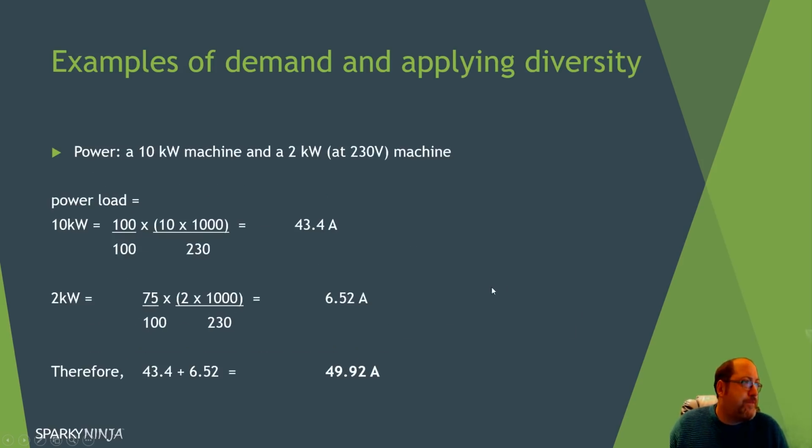So 100% is 100 over 100 of 10 kilowatt over 230 is 43.4, and 2 kilowatt is 75% of 2 kilowatt over 230 is 6.52. Alright, I mean, if you're confused with how to do this, just do this: 10,000 over 230 times 1 and 2,000 over 230 times 0.75. That's the easiest way to calculate them if you find it harder. Okay, so therefore we're adding these together, and the power with diversity applied is 49.92.